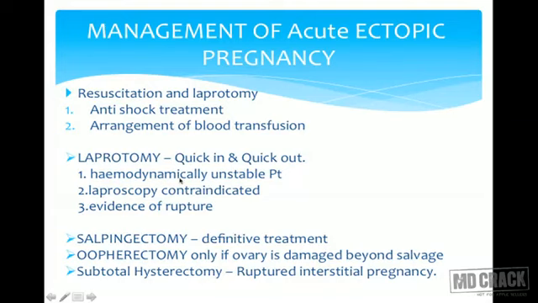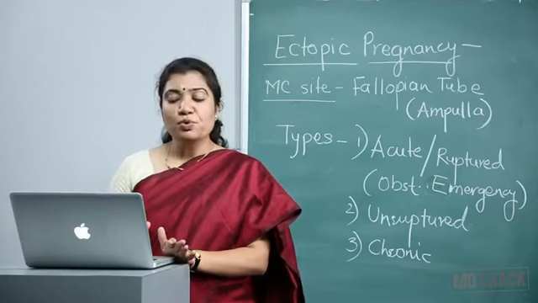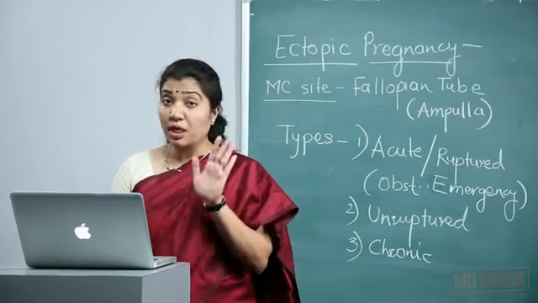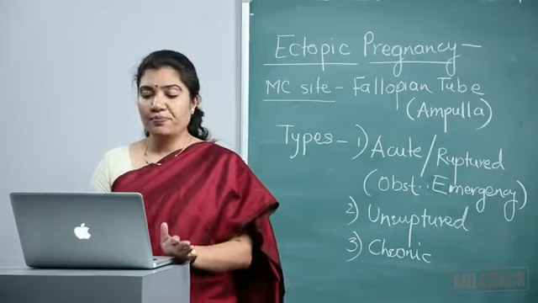In a patient who is hemodynamically unstable, laparoscopy is contraindicated because it takes time. So laparotomy would be quick and much more helpful to the patient. If there is evidence of rupture, laparoscopy is contraindicated. But now as the science is getting advanced and people are having mastery of laparoscopy, people are going for laparoscopic management even in case of ruptured pregnancy in a hemodynamically stable patient.